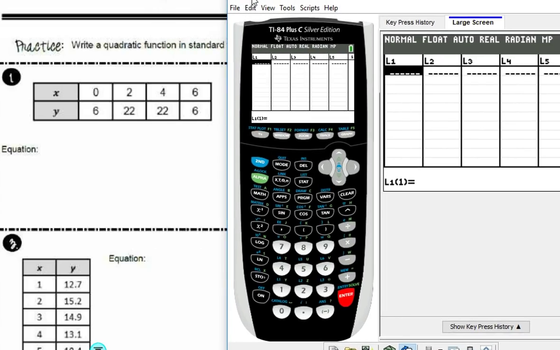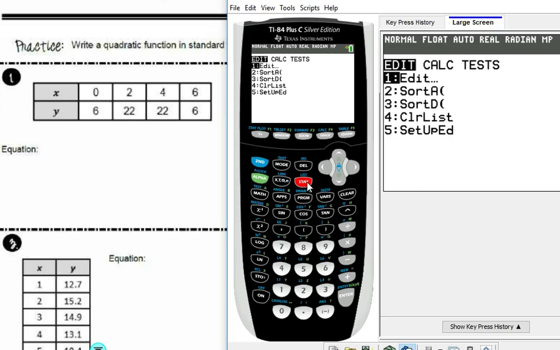For my x values, I have 0, enter, 2, enter, 4, enter, 6, enter. 0, 2, 4, 6. I always like to check myself and triple check myself. 6, enter, 22, enter, 22, enter, 6, enter. Oh, and see, right here, this is why we check ourselves. 22, enter. And as you can see, you can just type over the number and re-enter it. So double check: 0, 6, 22, 22, and 6, 6.